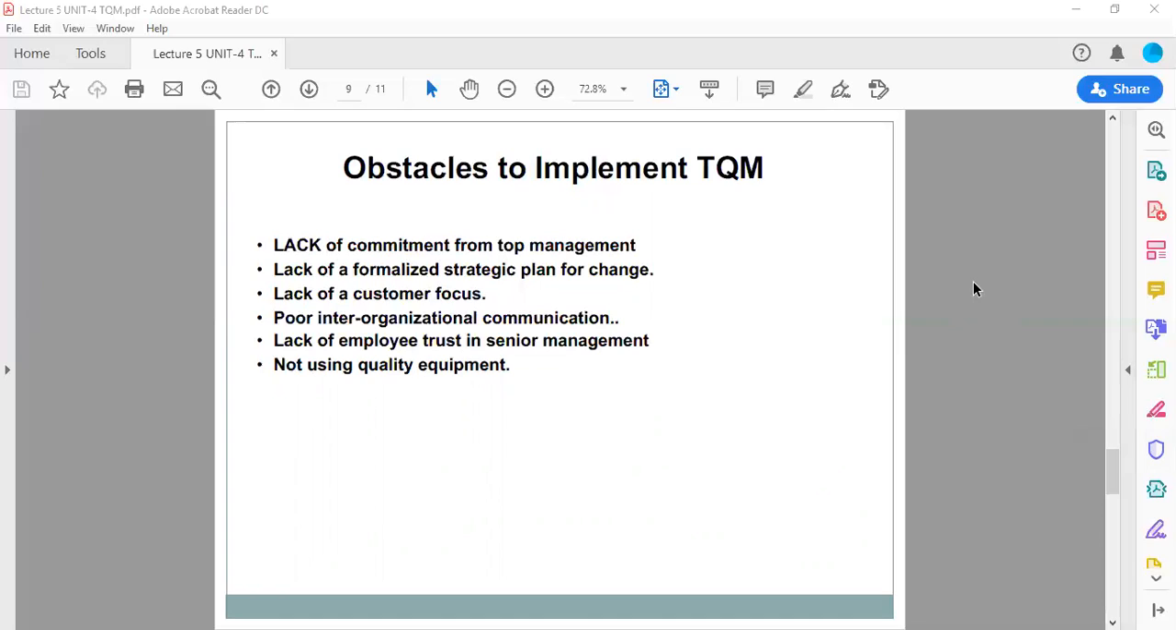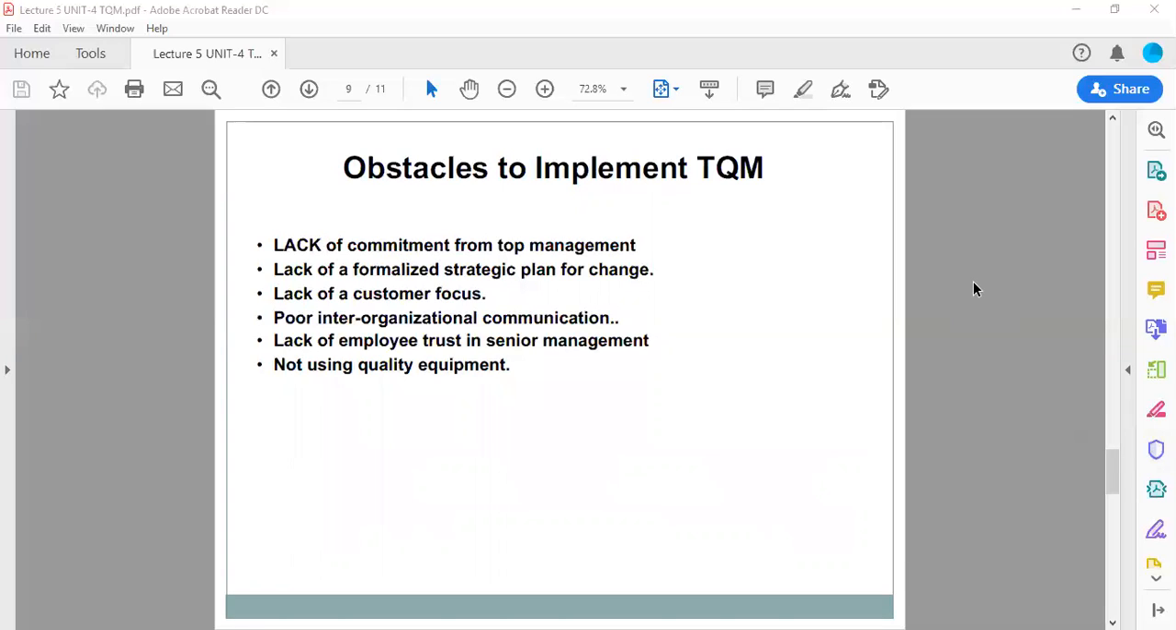Lack of commitment from the top management means the top management may not be interested in applying TQM in all sectors of the organization. Or there will be a shortage of a strategic plan to implement for continuous improvement. Third, you have produced a product which lacks customer focus. Okay, these will be obstacles. Next, if the communication is fractured between the sender and receiver, then TQM cannot be applicable.